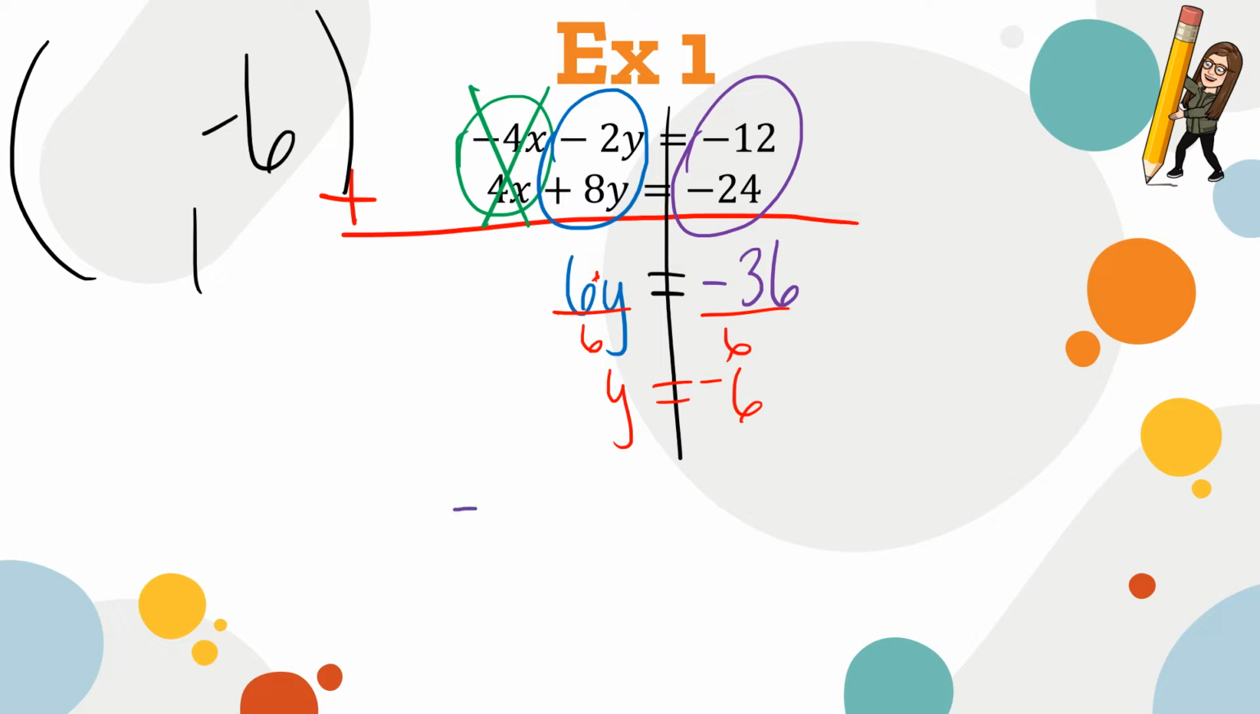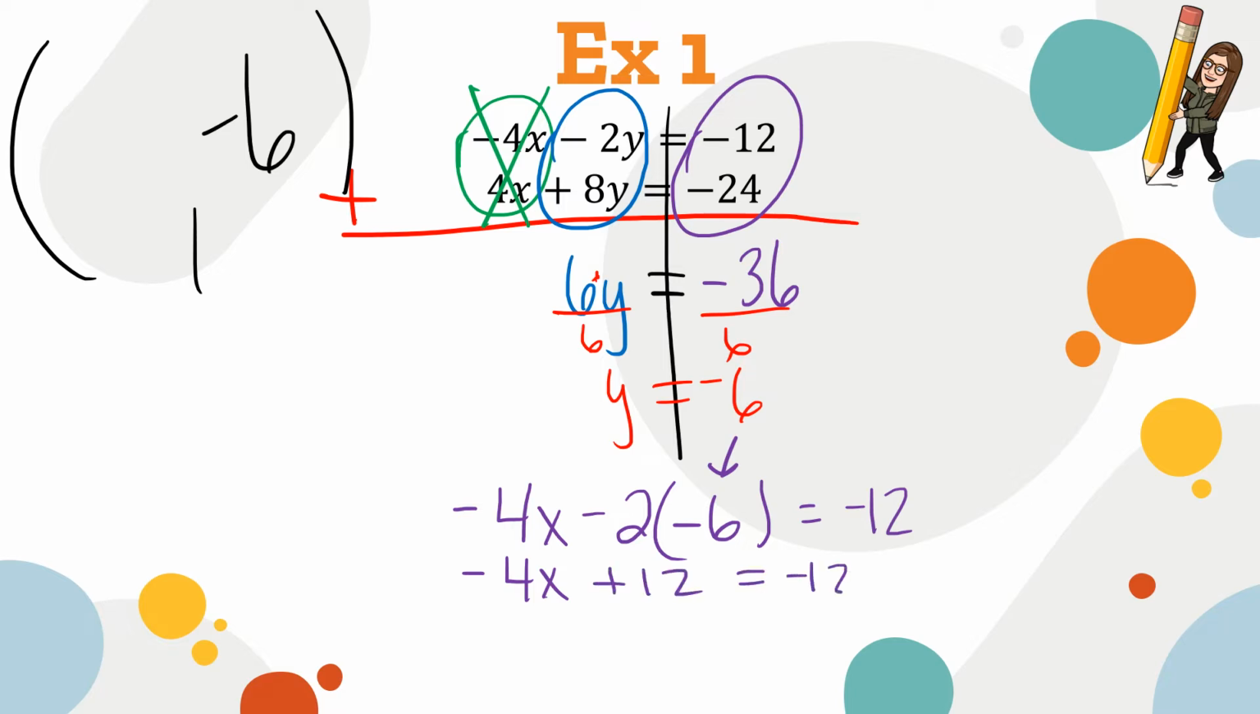So let's say I pick the first one. What that means is I'm going to write the first equation. Wherever there's a y, I put a blank. And wherever there's a blank, I put the value for y. Let's calculate. -2 times -6 is positive 12. I'm going to subtract 12 to the other side. -4x equals -24. And if I divide both sides by -4, I arrive at x equals positive 6.